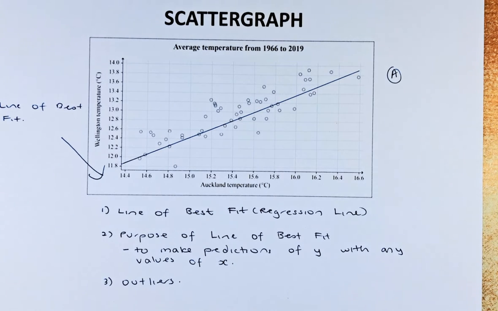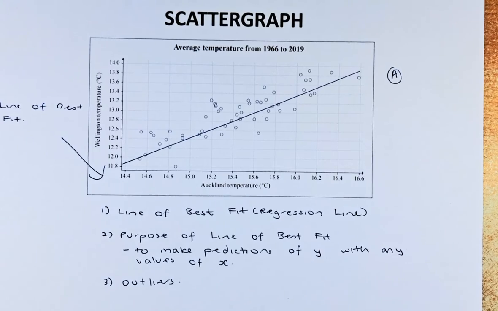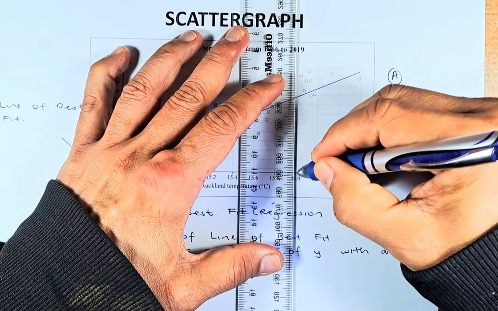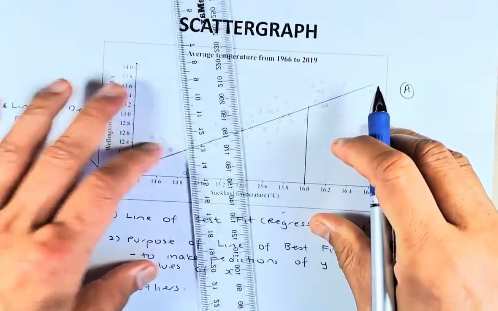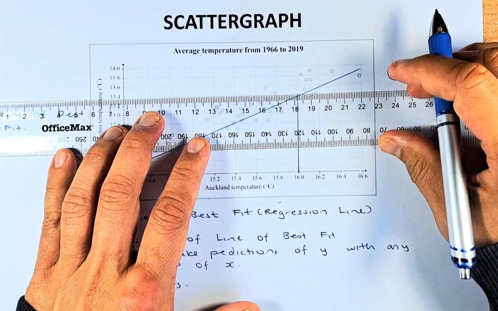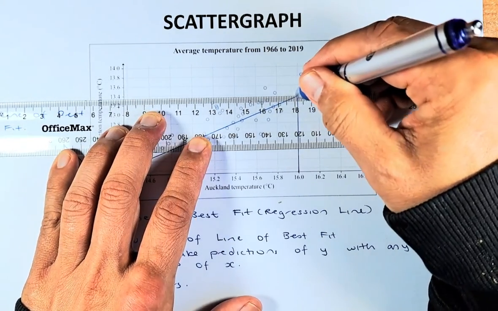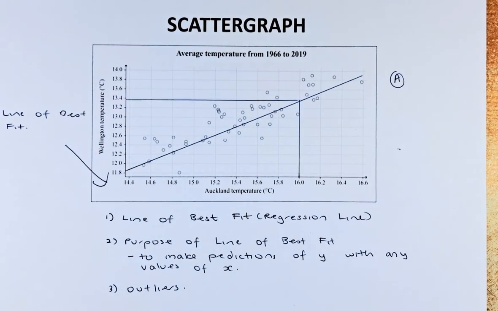Okay. So the next question they are going to ask you is, what is the purpose of the line of best fit? So the line of best fit is useful to make a prediction of Y, in this case the Wellington temperature, given the Auckland temperature. So for example, if I want to know what is the temperature for Wellington when Auckland is 16 degrees, we go to Auckland and draw a line and find the temperature for Wellington. So it's slightly around 13.4. Mine is not accurate because I'm doing it online. So it's about 13.4 or 13.3. So that is the purpose of the line of best fit.